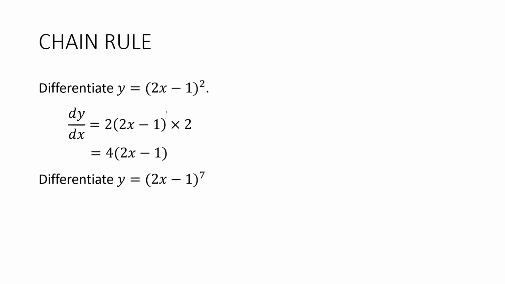How about this one? y is equal to 2x minus 1 all to the power of 7. The 7 comes down, leave the inside function alone, to the power of 6, times by the derivative of the inside function, which is 2. Tidy it up. 7 times 2 is 14.